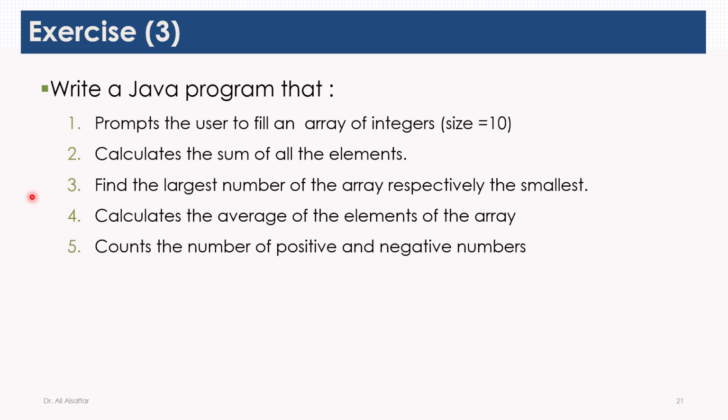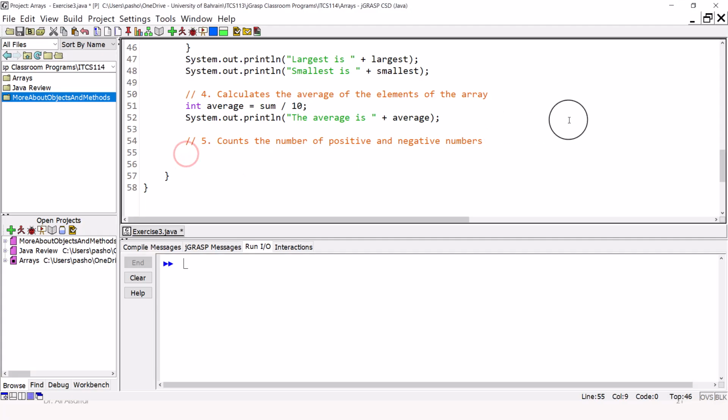In part 5, we want to count the number of positive and negative numbers in the array. To count the number of positive and negative numbers, we need two counters. One for counting the number of positives, we initialize it to 0, and the other one will be used to count the number of negatives, also equal to 0.